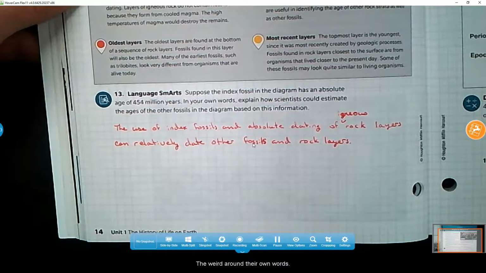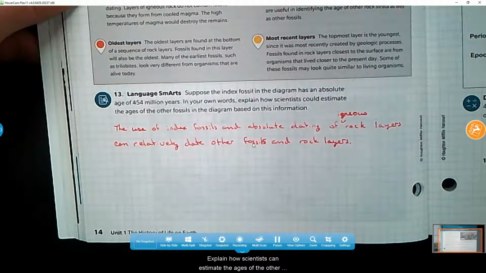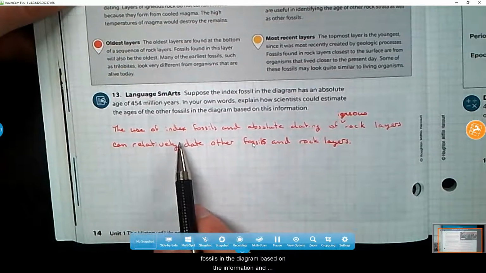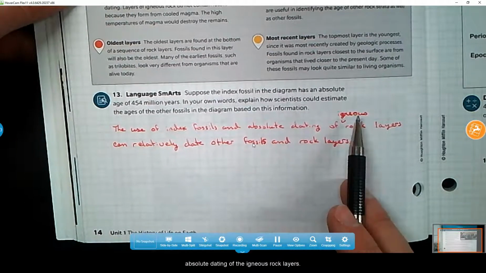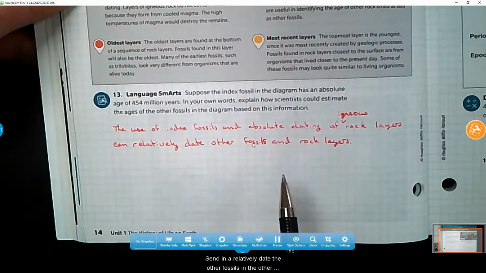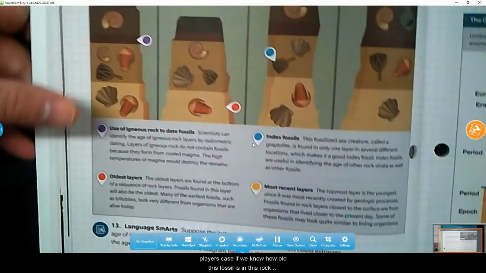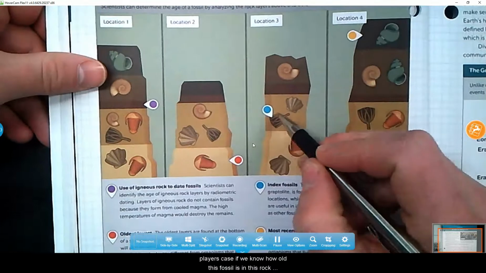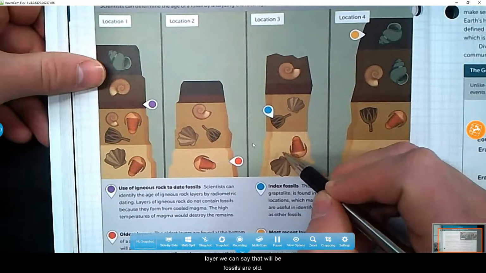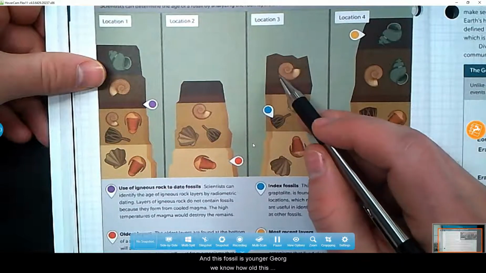So if we were to write in our own words and explain how scientists could estimate the ages of the other fossils in the diagram based on the information, one example could be the use of index fossils and absolute dating of the igneous rock layers, which can then relatively date the other fossils in the other rock layers. Okay, so if we know how old this fossil is in this rock layer, we can then say that these fossils are older and this fossil is younger.